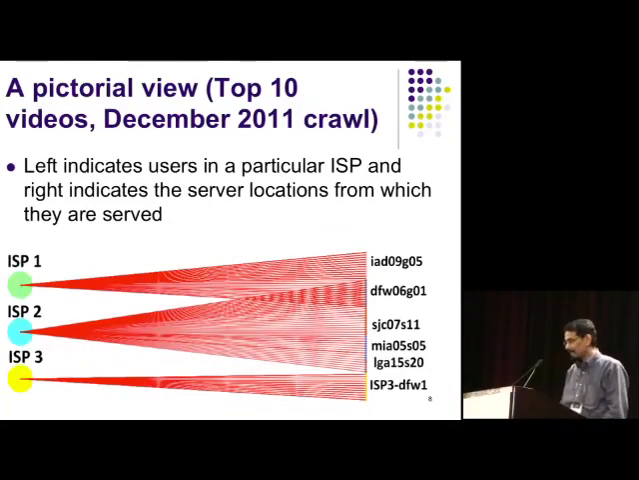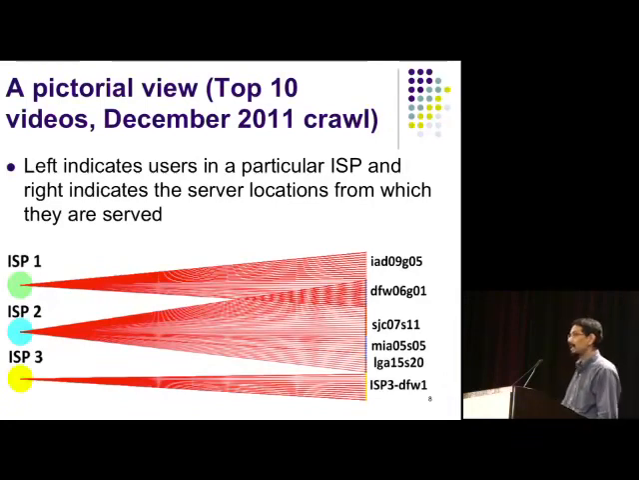So you'll see the first, for ISP1, at top, IAD, which is Washington, D.C. area. So it is serving a bunch of the videos from Washington, D.C. Then you see the second one is DFW, which is Dallas-Fort Worth. Then you see San Jose, Miami, LGA is New York City. And the last one is Dallas-Fort Worth again, but that one is a different server code than the one I mentioned above, with 6G01.